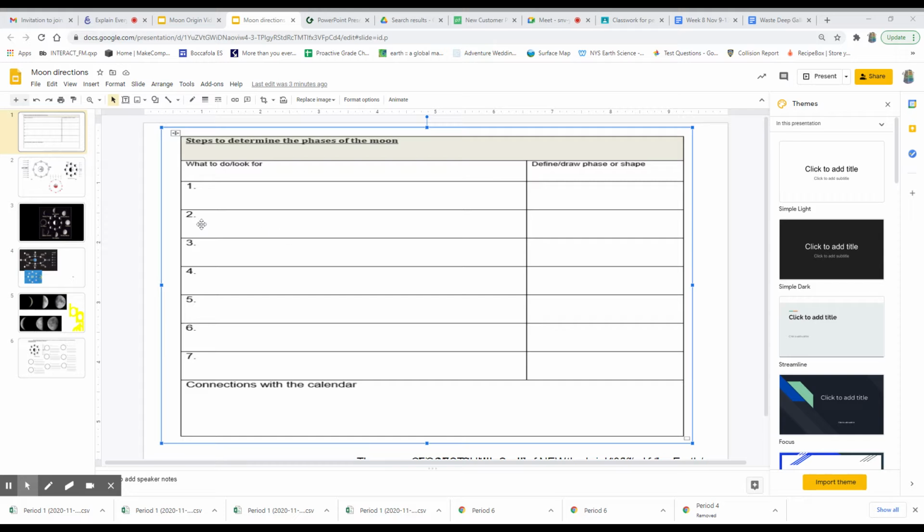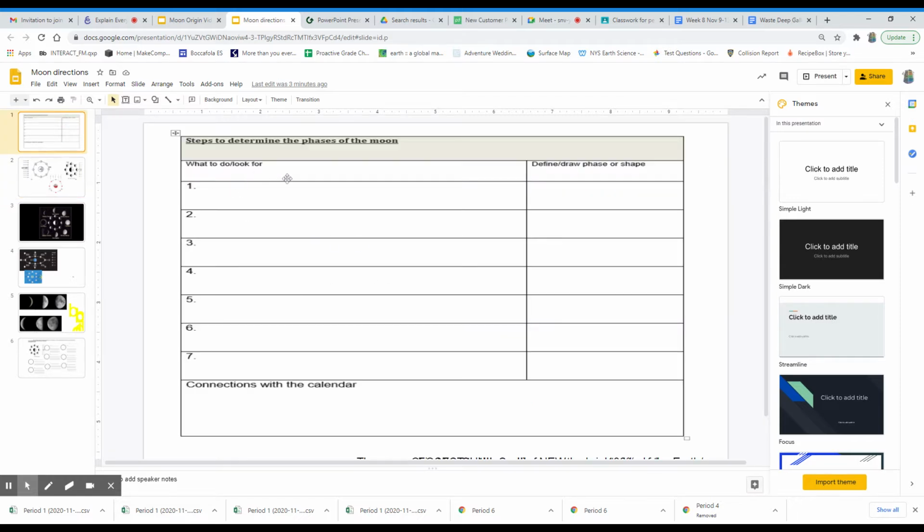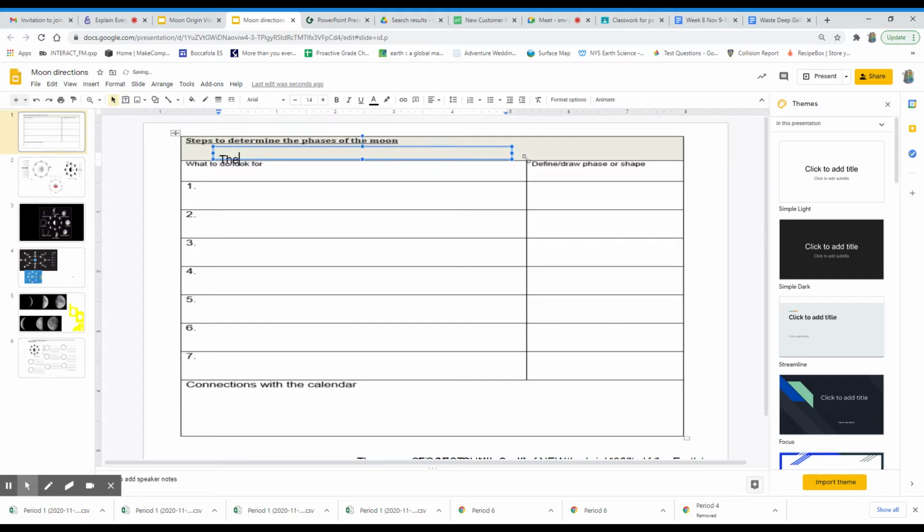The first thing I want us to look at is that when we're looking at pictures of the moon, the moon is always going to go in the same direction. This one already has its arrows, so that really makes it easy. Our moon is always going to go counterclockwise. In all these pictures, we see the moon going around the Earth, and it is always going counterclockwise. So we're going to put this in our first box, what to do, steps to determine the phase of the moon. Remember that the moon is always moving counterclockwise.